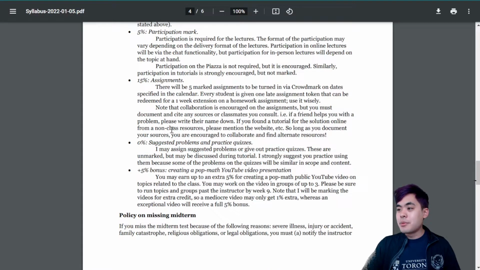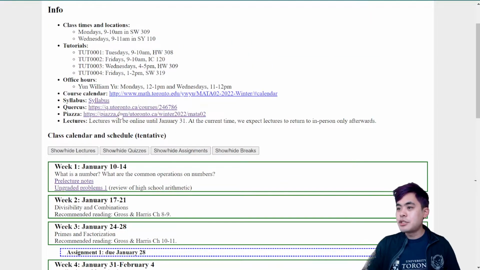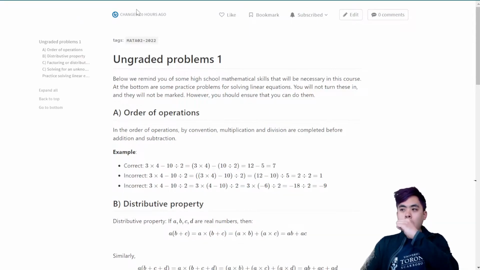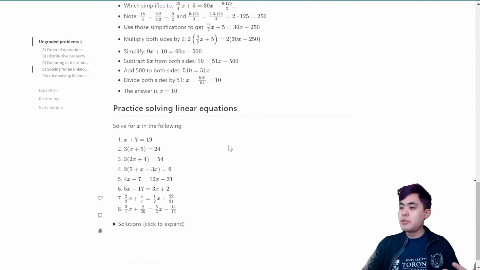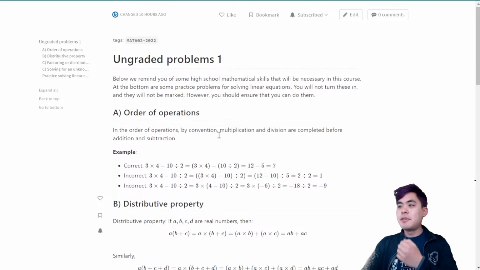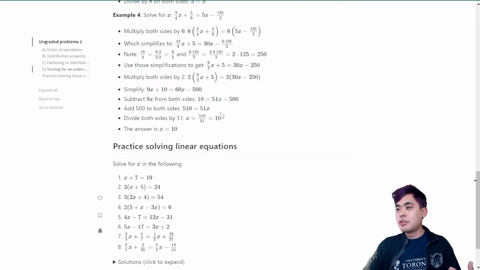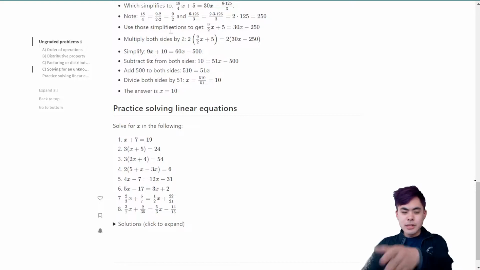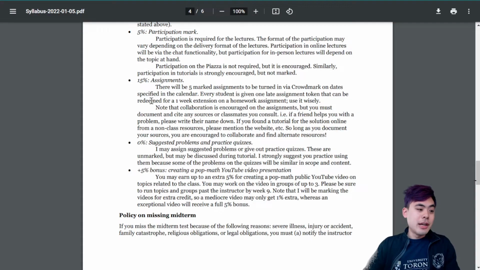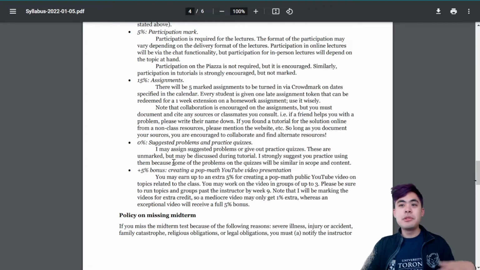I will also have suggested problems and practice quizzes. So for example, I have suggested problems set up right now. These are ungraded problems, or like worksheets, just going through some of the material that you should already know. So the first set of ungraded problems for this week includes just a basic review of high school arithmetic. So multiplication, division, PEMDAS, linear equations, things like that, which will be gone over in tutorial this week as well. But those are not graded. We suggest that you do them, we'll go over them in tutorial, but they're mostly for your own education.